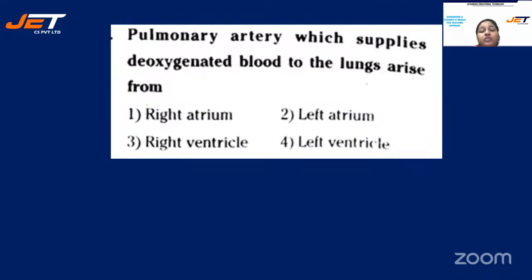Okay. Next question. Pulmonary artery which supplies deoxygenated blood to the lungs arise from. And your options are right atrium, left atrium, right ventricle, or left ventricle. Pulmonary artery is the only artery in the entire human body which carries deoxygenated blood. Okay, students, note this point. This is very important. And pulmonary vein is the only vein in the entire human body which carries oxygenated blood. Okay, and the correct answer for this question will be right ventricle.